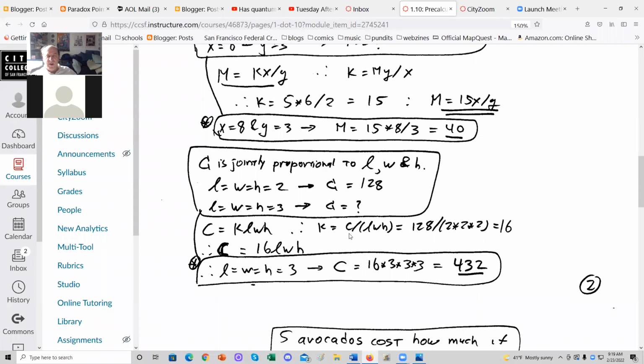So we divide both sides by LWH. So K equals C over LWH. And you plug in 128 for C and 2 for L, W, and H. As we do here, we get K equals 16. So C equals 16 LWH. Then okay, for here, it's simple enough. We plug in 3 for L, W, and H. So C equals 16 times 3 times 3 times 3, 432.